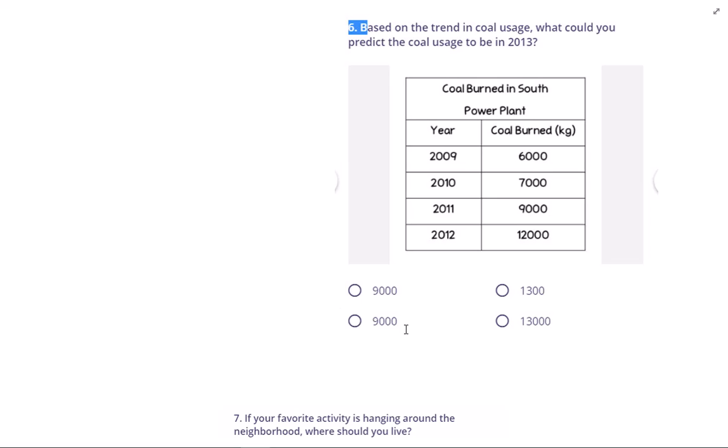That's lower, that's lower, that's slightly higher. No, sorry, that's lower again. This is the one, right? 13,000, from 12,000 up to 13,000.